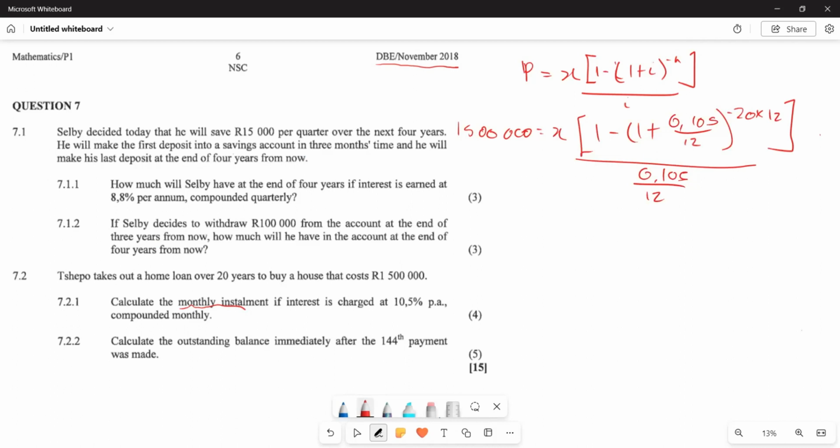So we are going to multiply your 1.5 million with the 0.105 over your 12, right? Then this is going to give you what? This is going to be 13125, right? Which is going to be now your x into everything that you are having there, the 1 plus your 0.105 over your 12, right, to the power of negative 20 multiplied by 12. I believe this is 240.